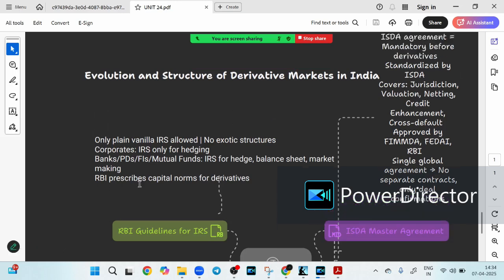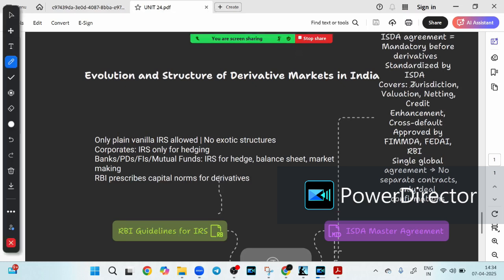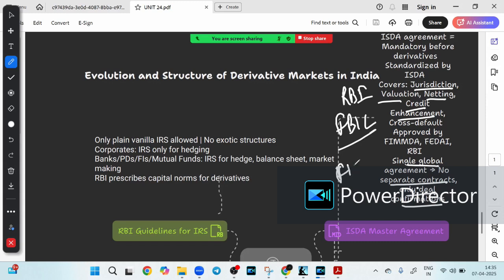So basically, before entering into a derivative, signing the ISDA agreement is mandatory. Why? Because it allows a uniform framework on jurisdiction, valuation, netting, and credit enhancement. So one agreement covers all kinds of deals. No need for a separate contract. Only confirmation and exchange. Single global agreement. It is backed by RBI, FBIL, and FIMDA, right? So these provide global legal strength.